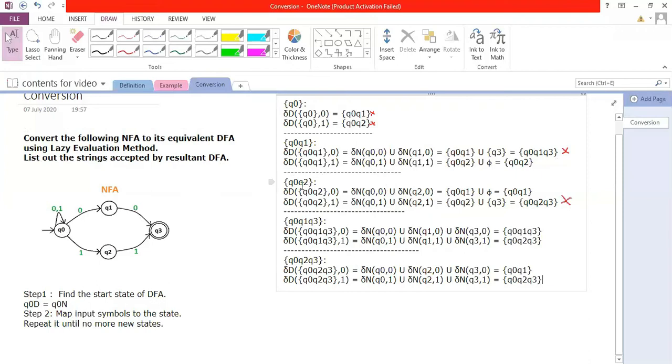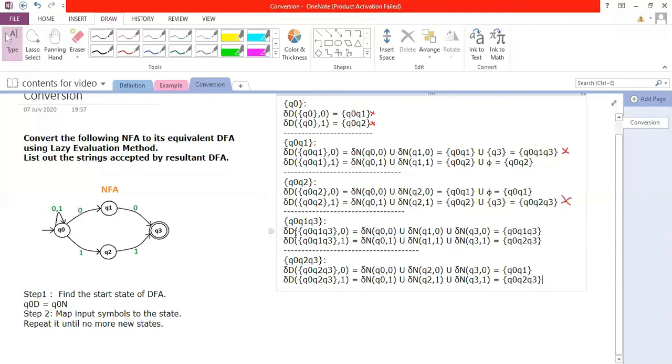Then I write transitions for q0 q2. So q0 with 0 is again q0 q1. There is no transition in the state q2, so it is q0 q1. Then q0 q2 with 1: q0 with 1 is q0 q2, q2 with 1 is q3, so it is q0 q2 q3. Now check, I have some clarification with this. Let me observe it properly.